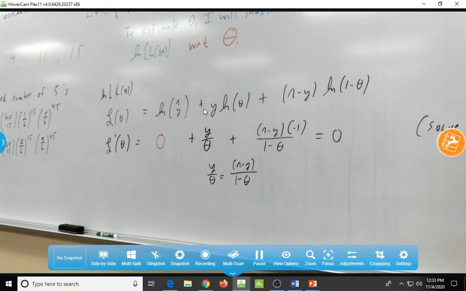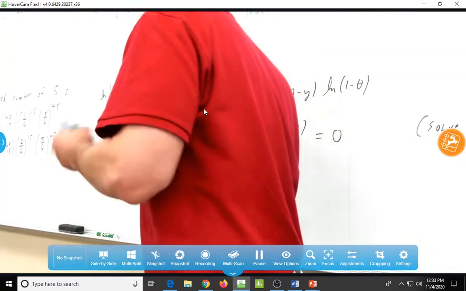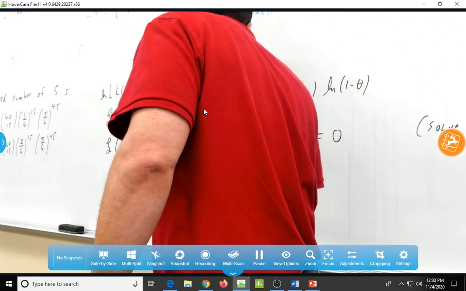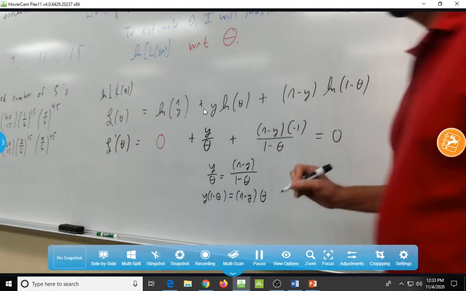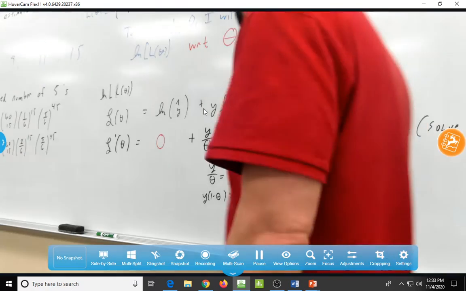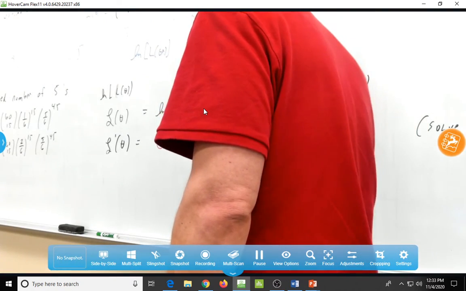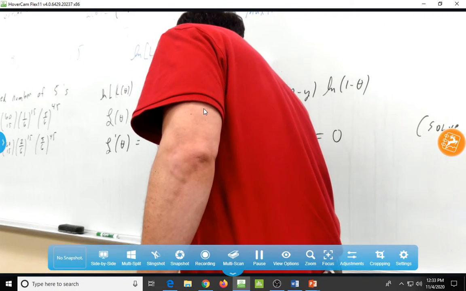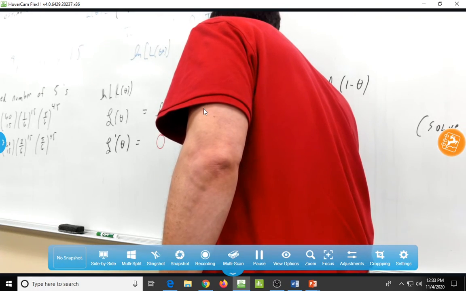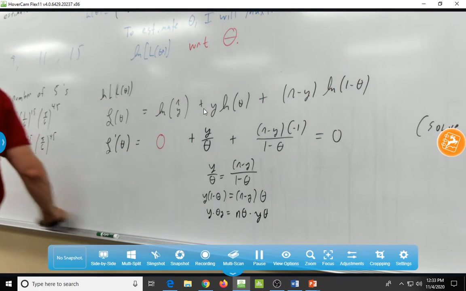Sometimes cross multiplication is a bad idea or a bad word. But in this case, I think we'll use it. That's for you teachers, by the way, not for common layfolk. So y times 1 minus theta equals n minus y times theta. Get all the thetas to one side, and y is on the other side. y minus theta y is equal to n theta minus y theta. I guess I'll start back over here.